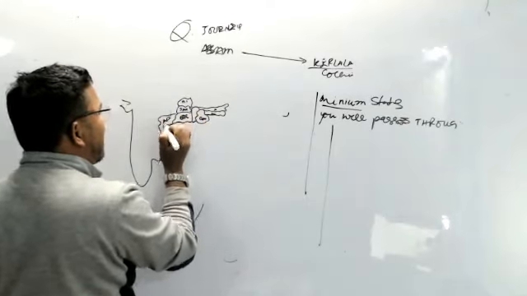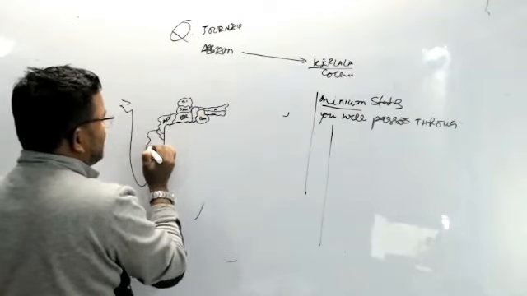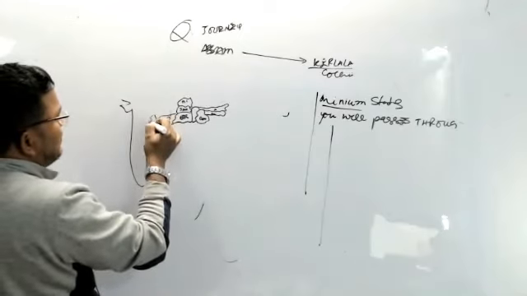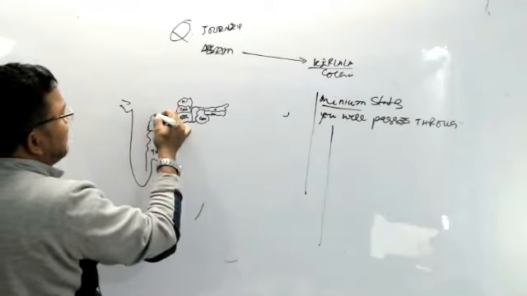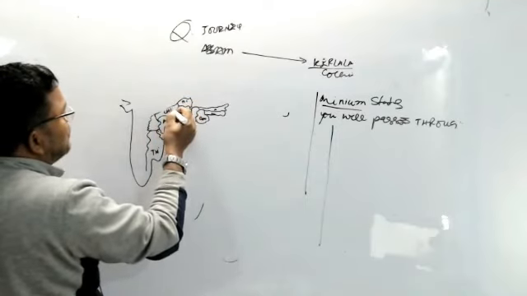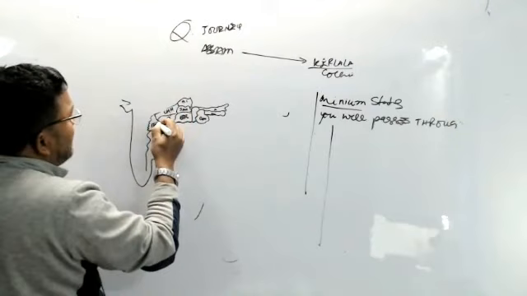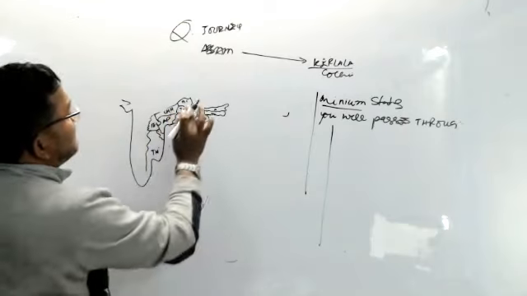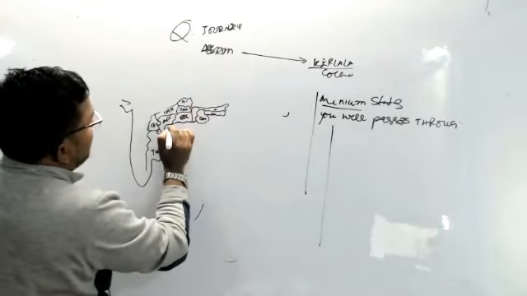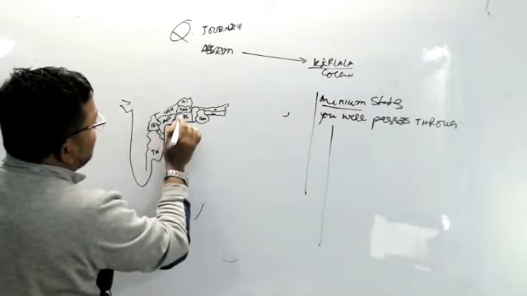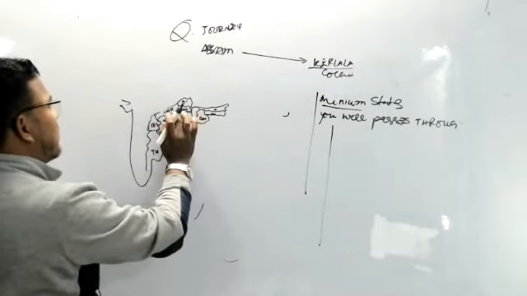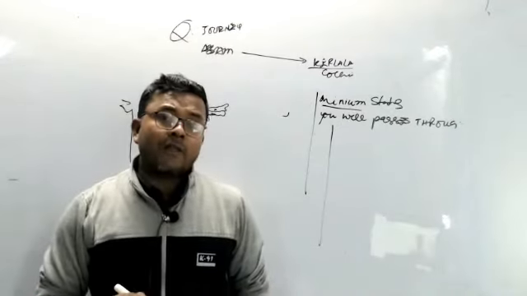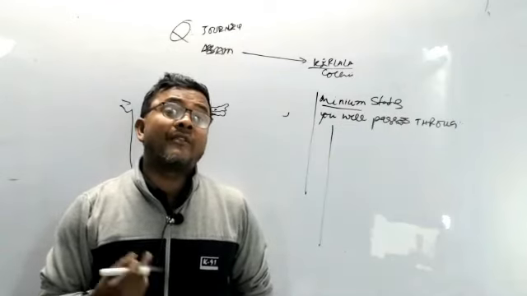This is your Andhra Pradesh part, and this is your Tamil Nadu part. Here is your Telangana part, and your Chhattisgarh part is here. You should know your map clearly. You should clearly know which states are touching where, and which states share the maximum border with other states.